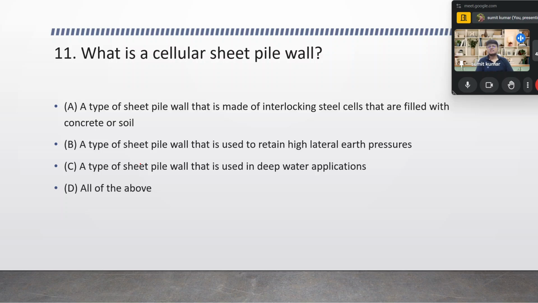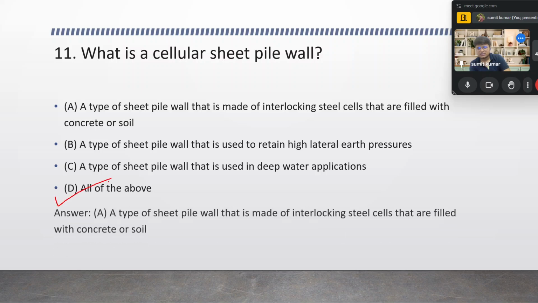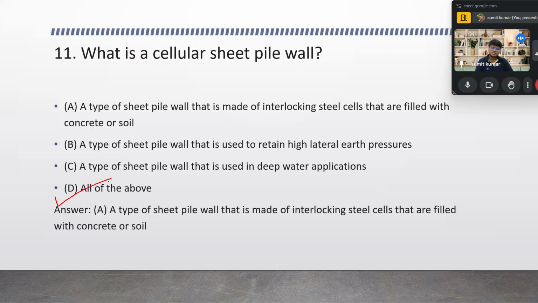The next is, what is the cellular sheet pile wall? Over there, cellular sheet pile wall is mentioned, but we haven't discussed it, so we will discuss it with this problem. A type of sheet pile wall that is made up of interlocking steel cells that are filled with concrete or soil. I think this is correct, because whenever I form this type of question, I try to mention all of the above. The third one is a type of sheet pile wall used in deep water applications. So option D is going to be our correct answer. All of the above. Yes, right.